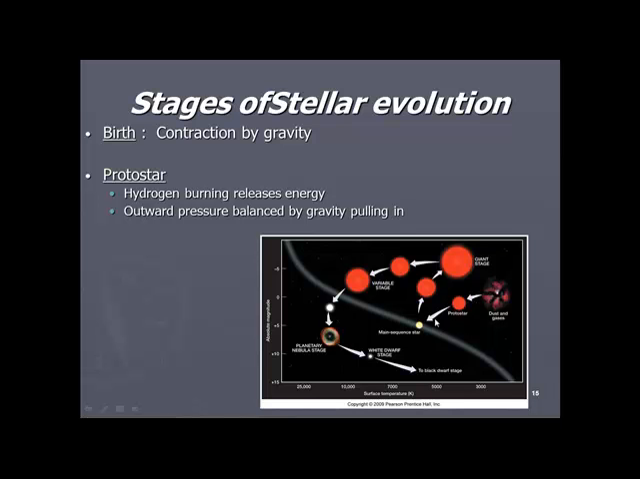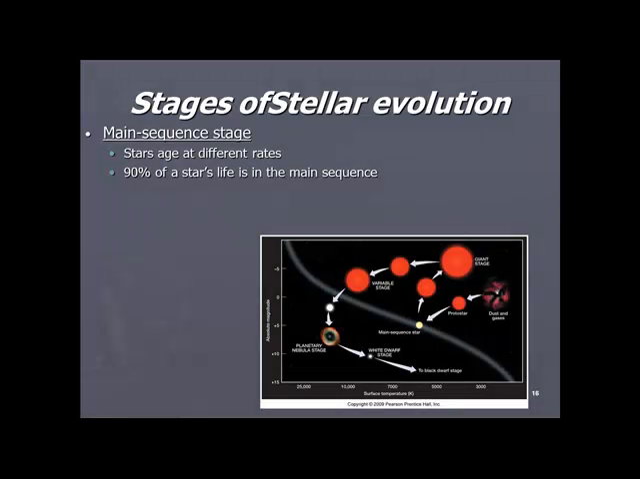Next, that star will go into a main sequence star. And main sequence stars, they exist in that location all along this main sequence here for most of their life. As I said, 90% of the star's life is in the main sequence. So they're here and they age at different rates, just like people age at different rates. Some stars are there for longer, some stars are there for shorter, but they're aging.